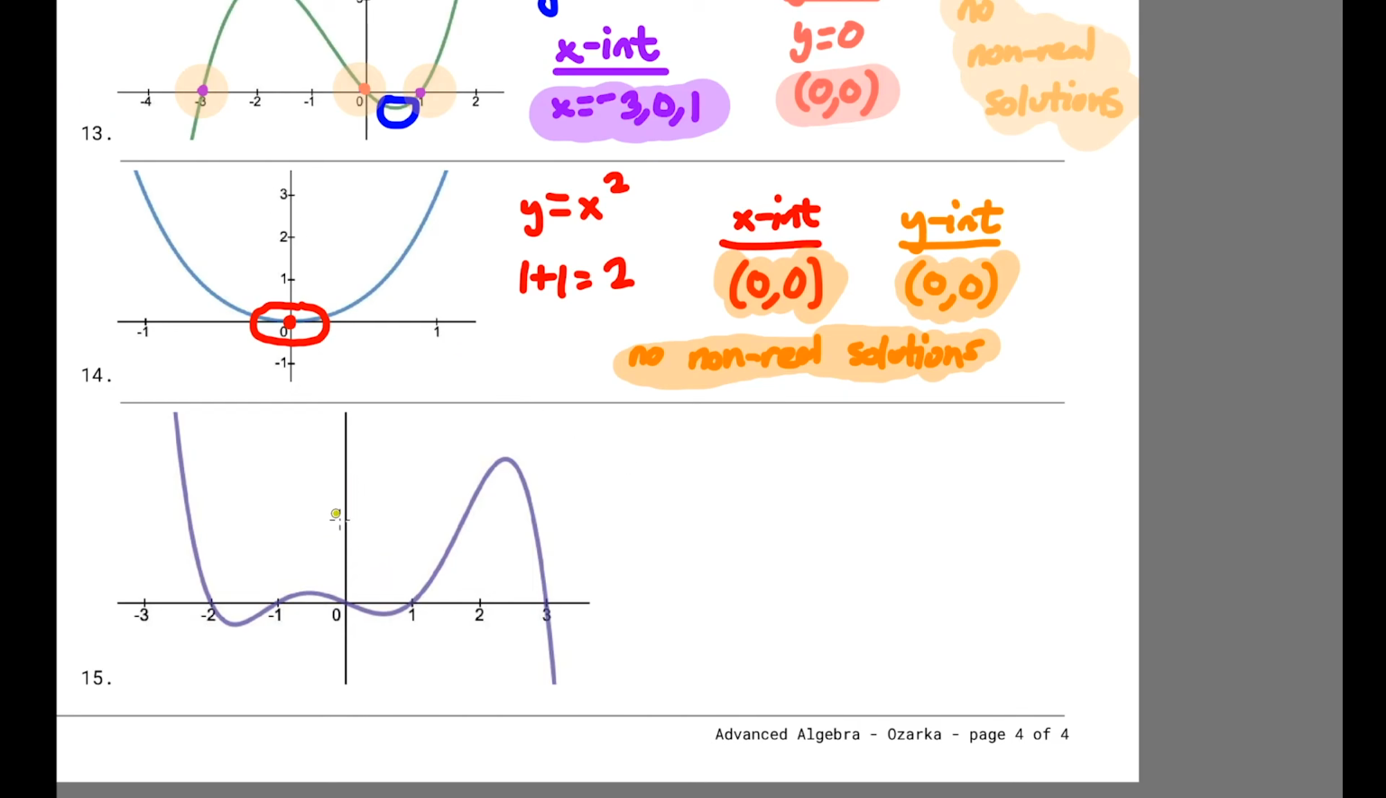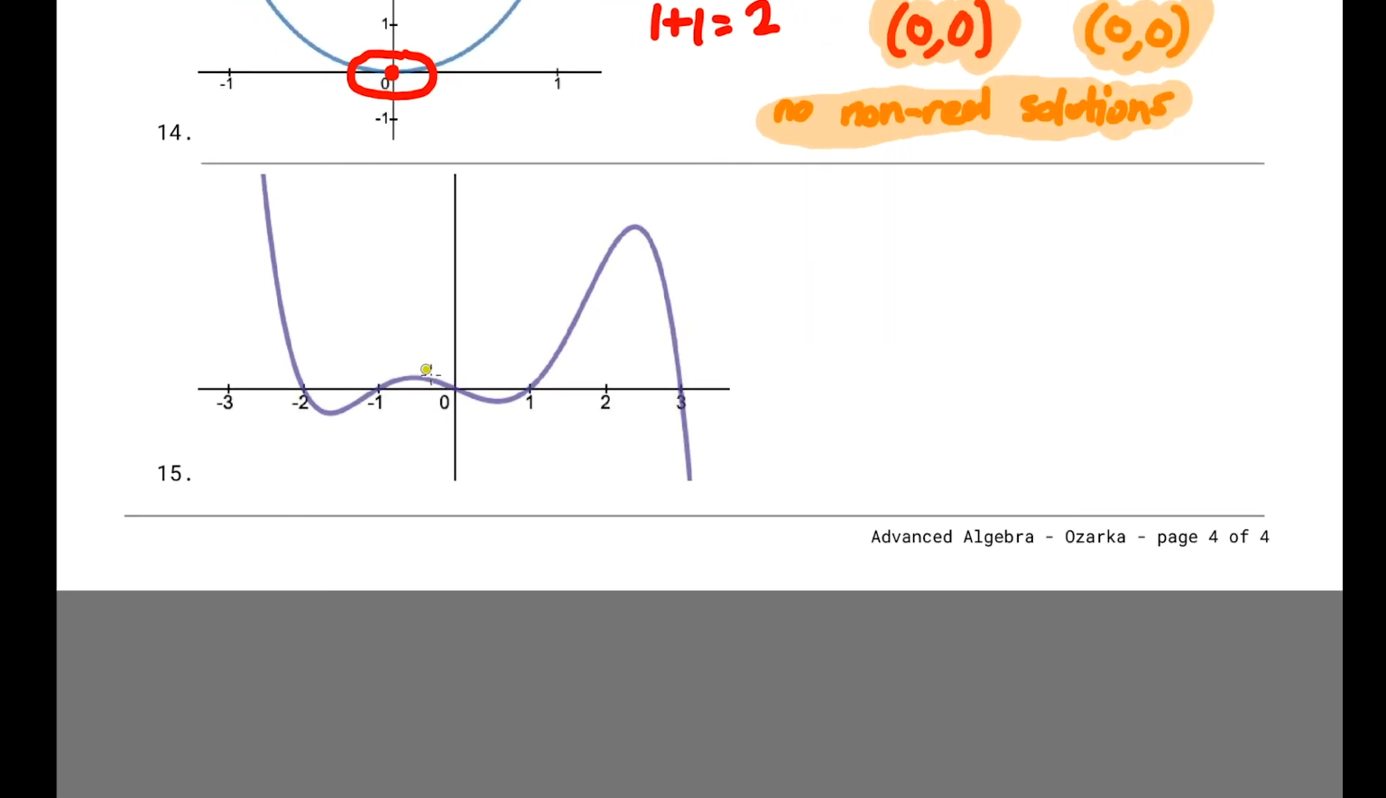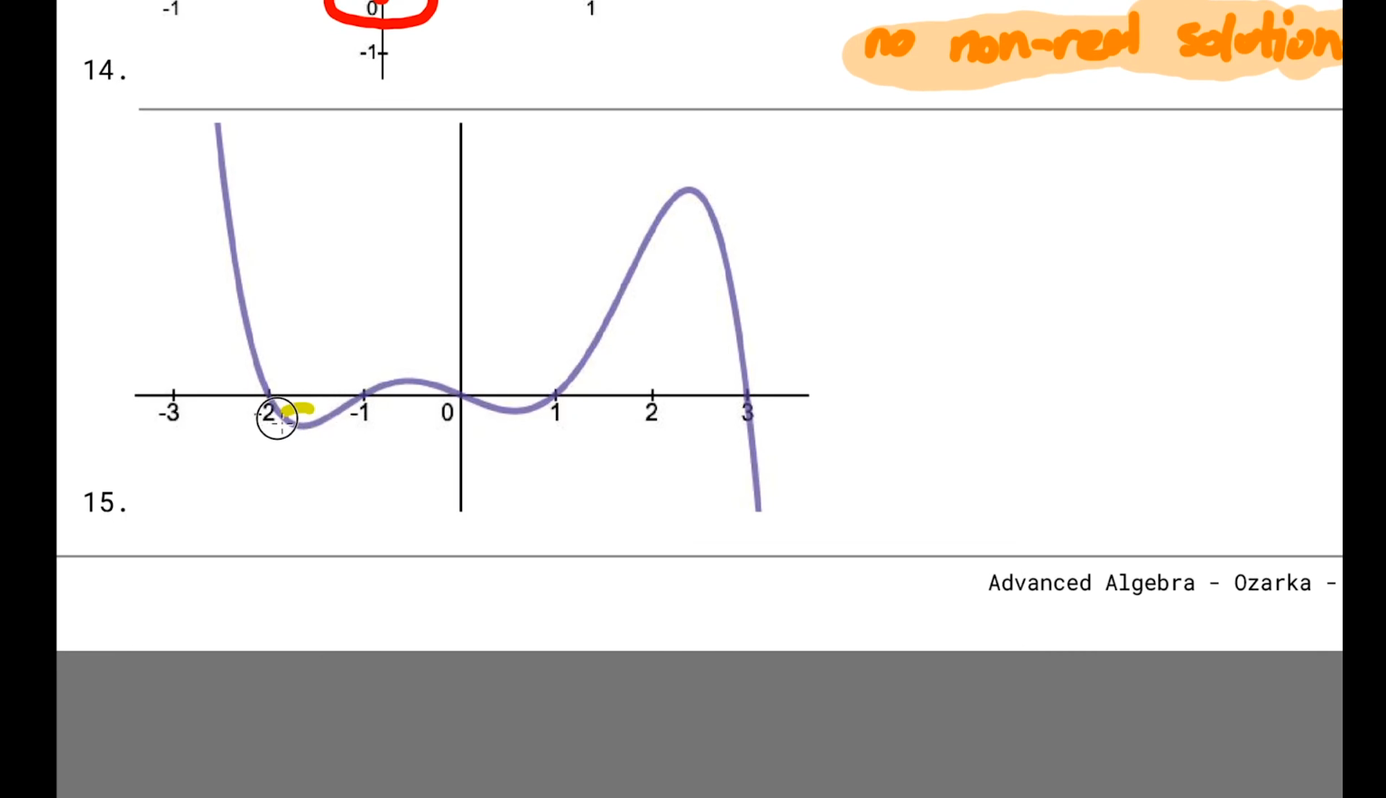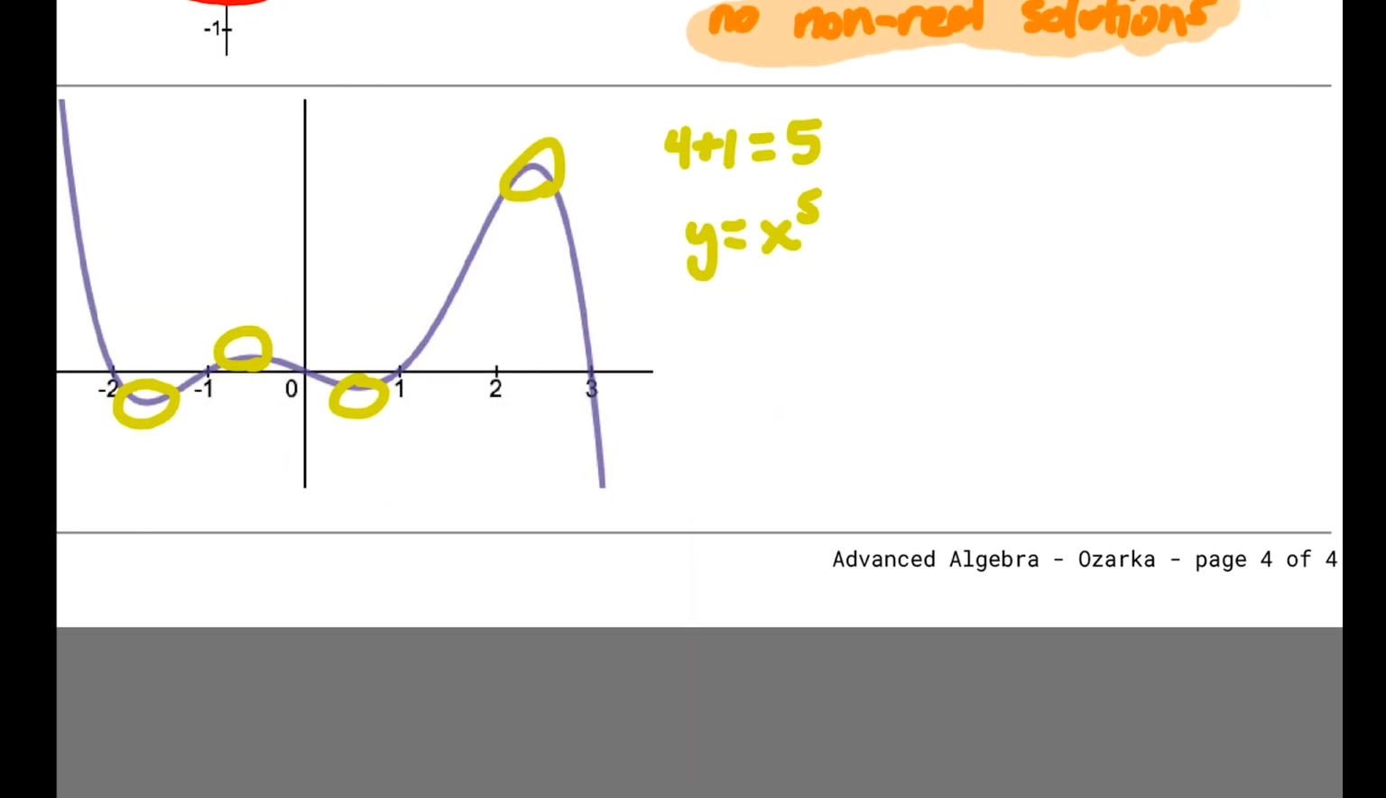All right, this next one, oof, lots to break down on this one. So let's count how many relative extrema we have for this. It looks like we have 1, 2, 3, 4. So remember the relative extrema rule, you just add 1 to it and you should have 5. So the lowest possible degree for this would be x to the 5th, which means there should be 5 solutions, and if we count them up, the solutions for the x-intercepts are all real. So 1, 2, 3, 4, 5.